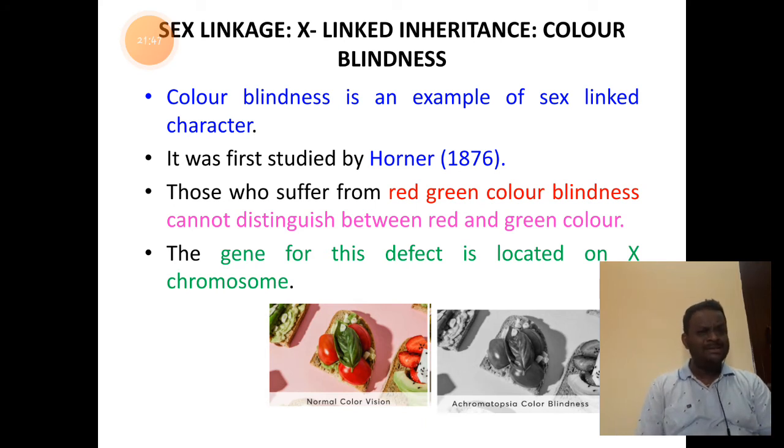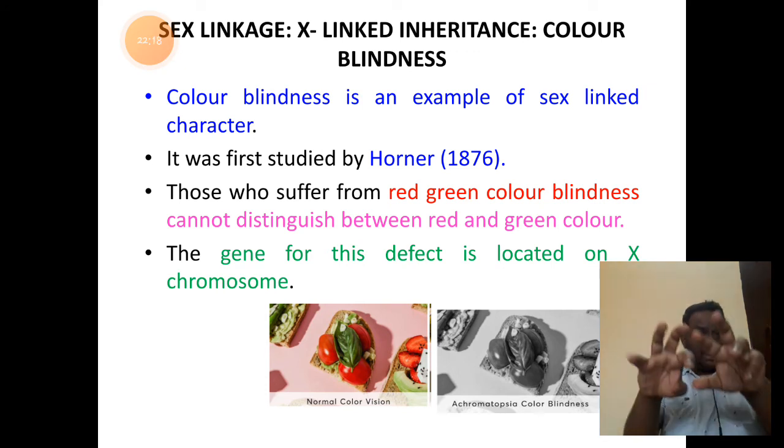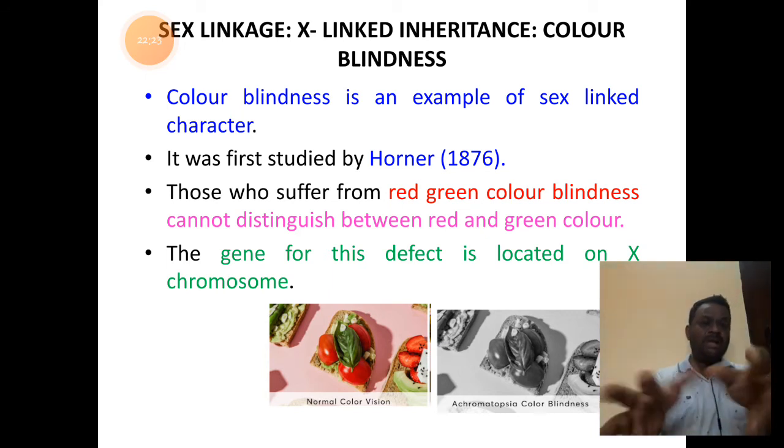You know, color blindness is a sex-linked character. It's a disease which was studied by Horner in 1876. The individuals who have this recessive, affected gene cannot distinguish between the red and green color. Hence it is called red-green color blindness. And the gene responsible for color blindness is present in recessive form on the X chromosome. Down in the picture, when you look towards the extreme left, you have a picture showing red and green coloration, as seen in normal individuals.